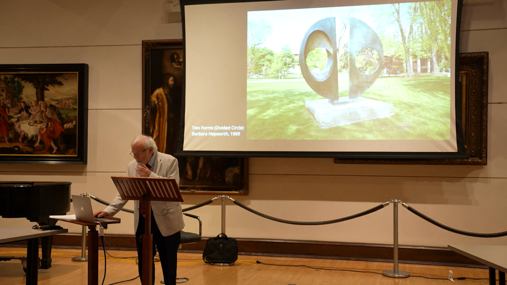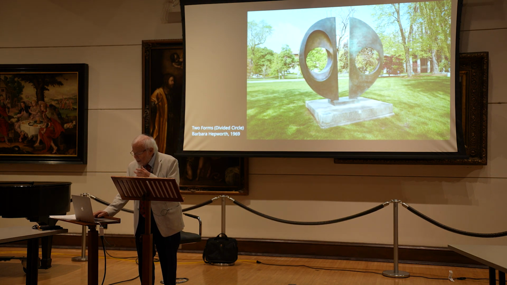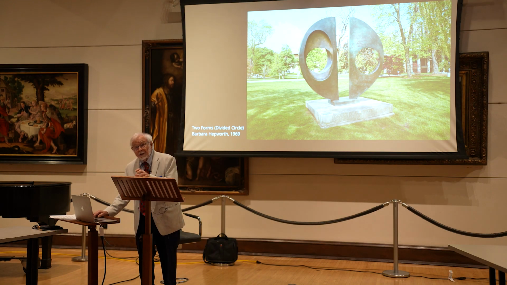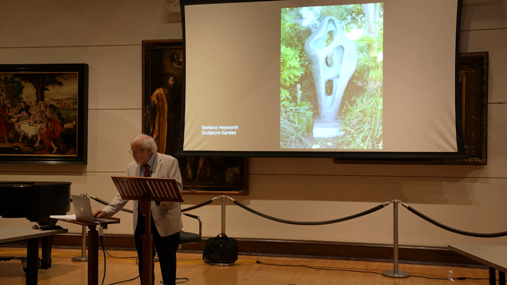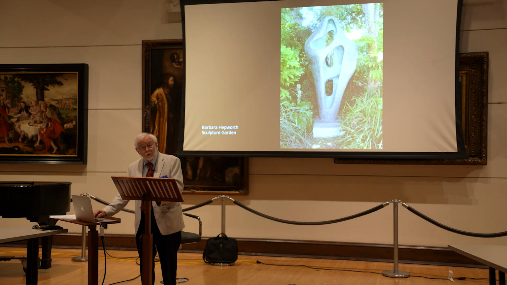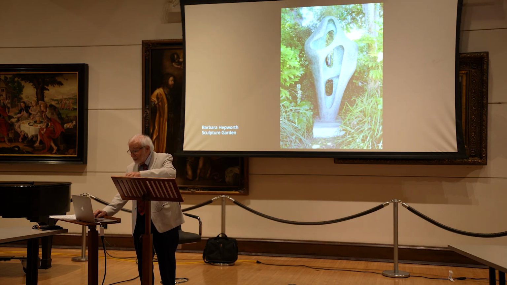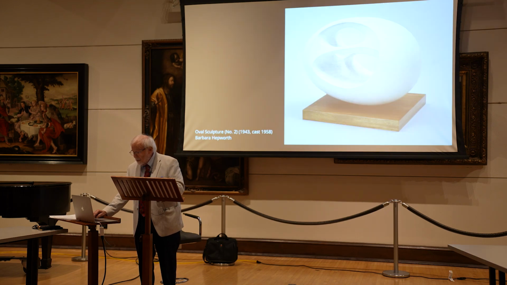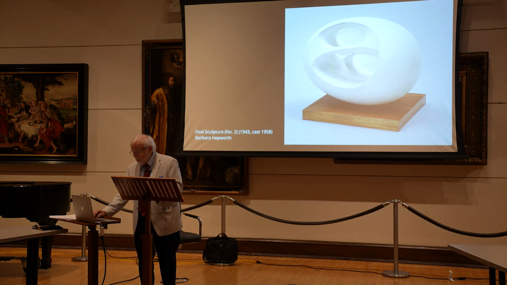And here are the 2 forms, the dividing circle. And you walk around them and they change. This is the beauty about it. She was indebted to her older friend, almost like a brother, Henry Moore. And this is in the sculpture garden. And this is really a sculpture of 2 people dancing. And you can see them dancing and swirling. And here are the 2 people again.